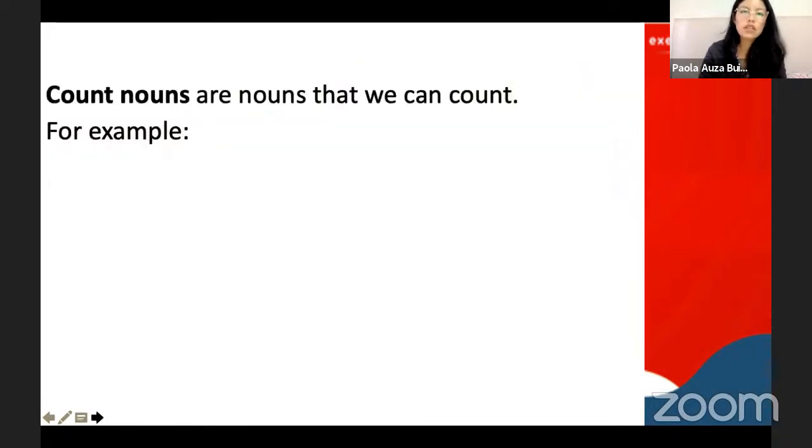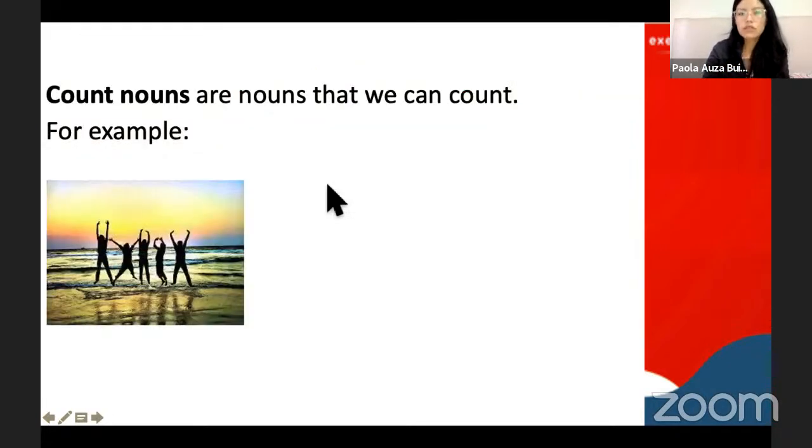So count nouns are nouns that we can count. For example, what is this? Sorry. It's not just for food, no? But what is this, please?